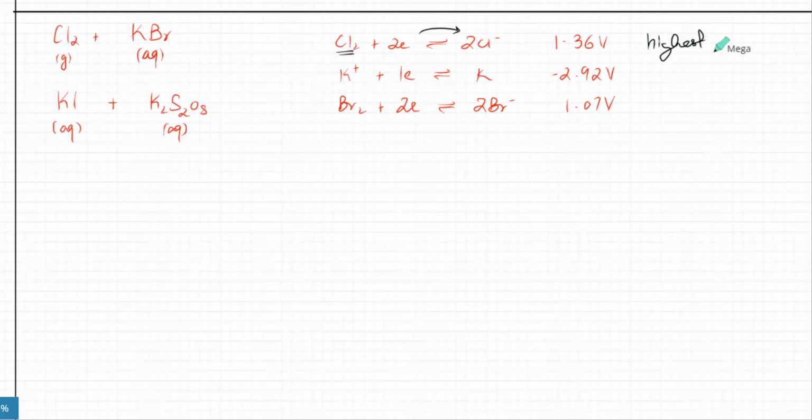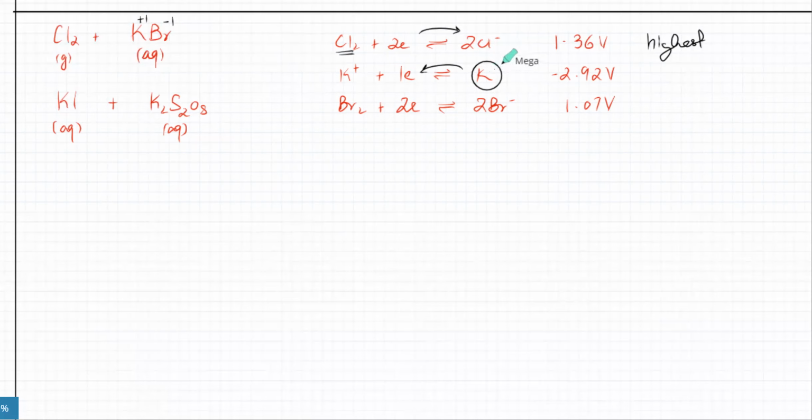So that one is the highest, so you're done with who's going to gain electrons. So who's going to lose electrons? Who's the lowest potential? It's K plus. So that's going to lose electrons, but do you have K in your reactants? You have KBr, so you have K plus ions. In KBr you have K plus and Br minus. You don't have K, because K is the one that's going to lose electrons, right?